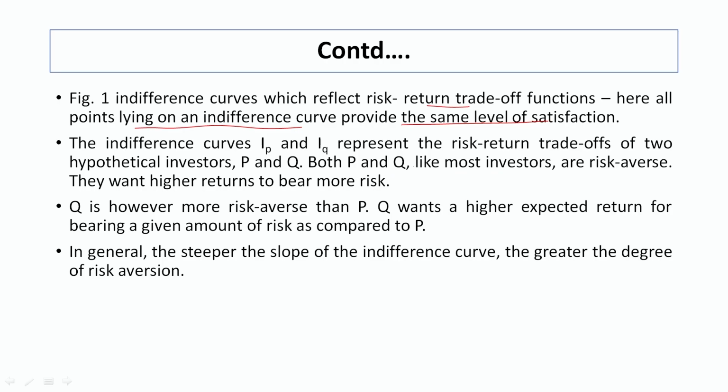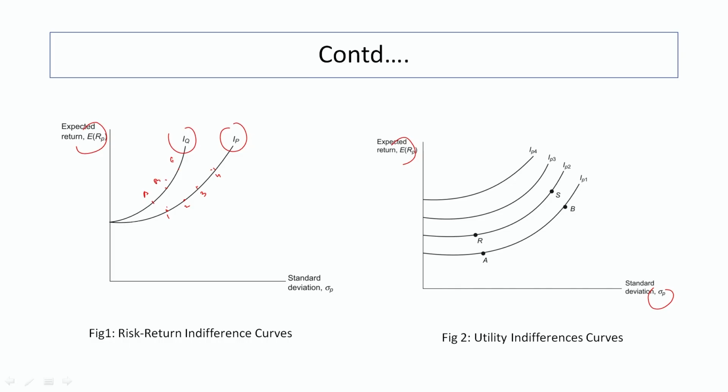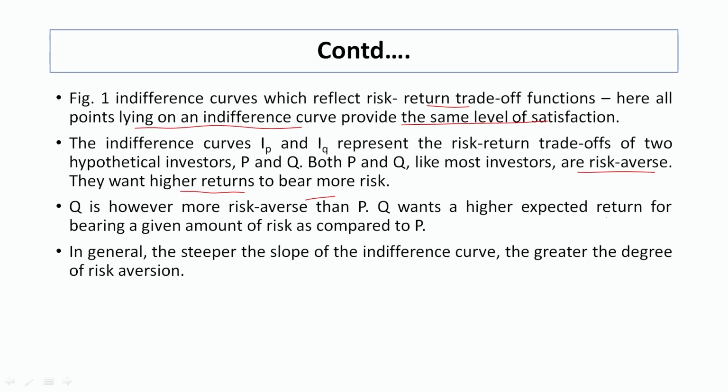Both P and Q, like most investors, are risk averse. They want higher returns to bear more risk. Q is however more risk averse than P. Why is it so? Because his indifference curve is higher than P. So he is more risk averse in nature. Q wants a higher expected return from bearing a given amount of risk as compared to P.